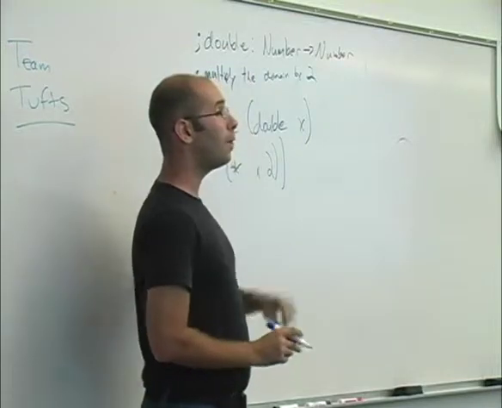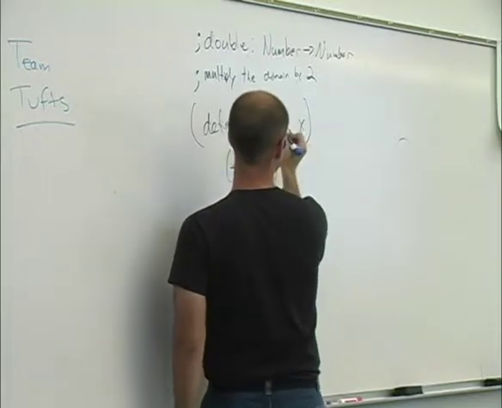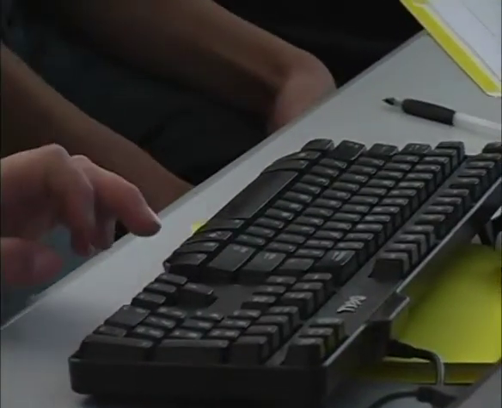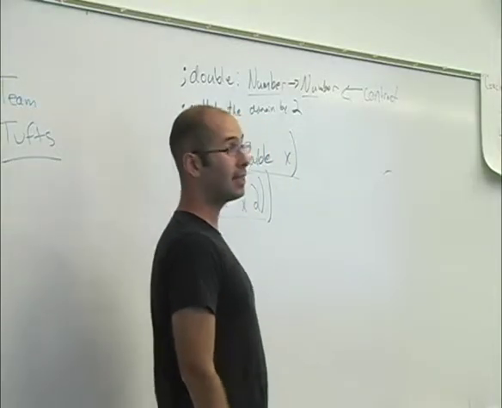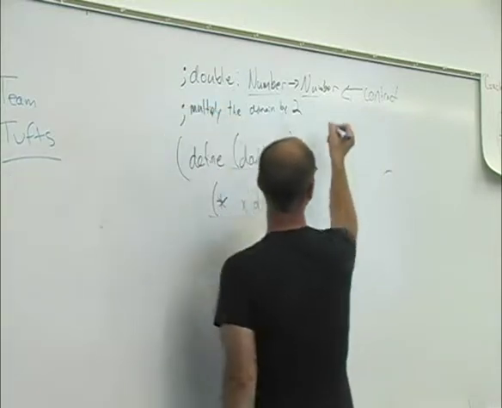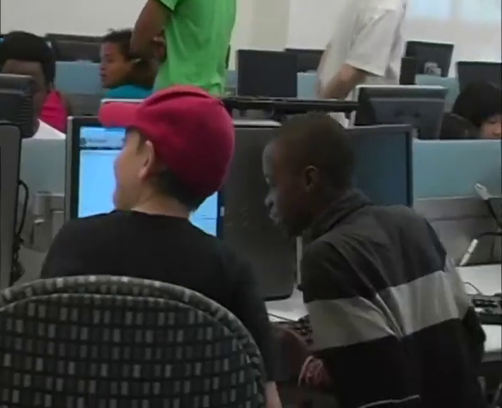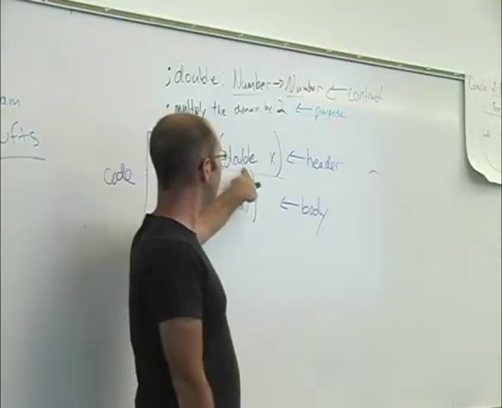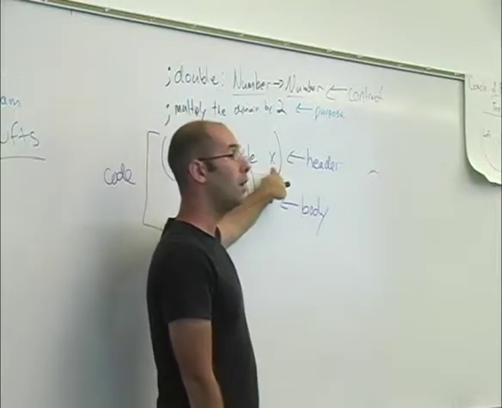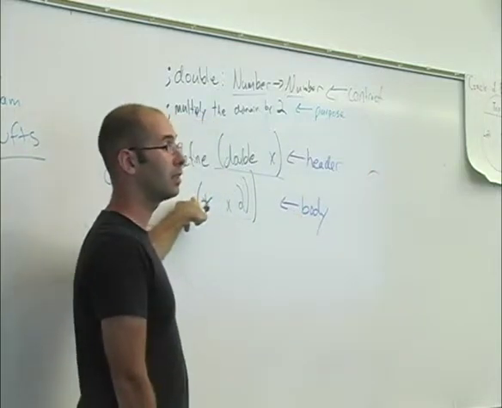I'm making a function called double. So I write define and then open parentheses, double x. And what it does to x is it multiplies it by 2. Since it's a new function that doesn't exist until I just wrote it, I also have to give it a purpose statement, something that tells human beings what this thing does. What computers care about is the code. The header tells you what the name of the function is and what you're going to call all the little inputs in its domain. The body tells you what to do with those inputs.